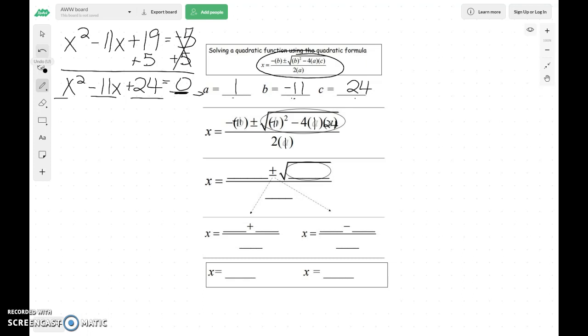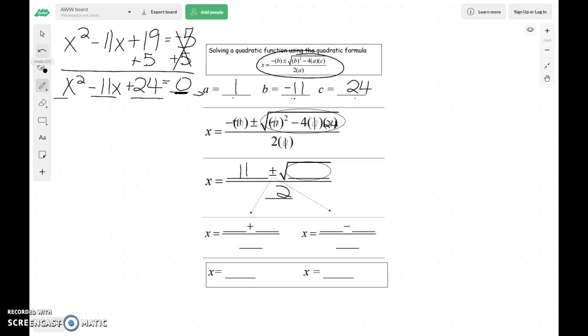Okay, so let's look at how we would solve. So the first thing we're going to do is we're going to say negative times -11. So what's a negative times a negative? Positive. So negative times a -11 is going to make it a positive 11. So that's going to be the first number we're going to go with. The second number we're going to go with is this 2 times 1. What's 2 times 1? 2.